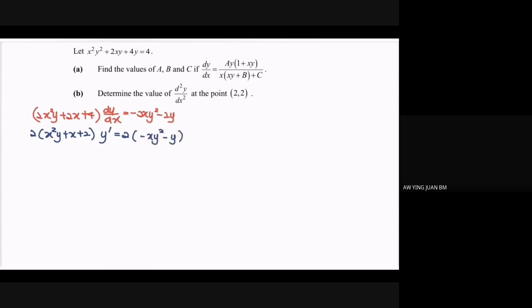So if we simplify, we will have (x squared y plus x plus 2) y prime equals negative xy squared minus y. Now I'm going to start the discussion, that is, find the second derivative. Let this one be u and this one be v. So we will have y prime (y)(2x plus x squared y prime).